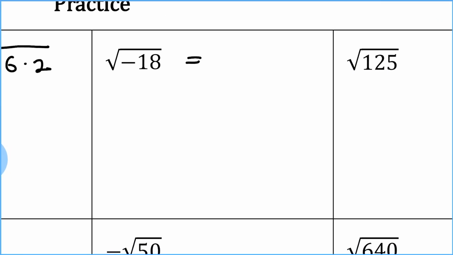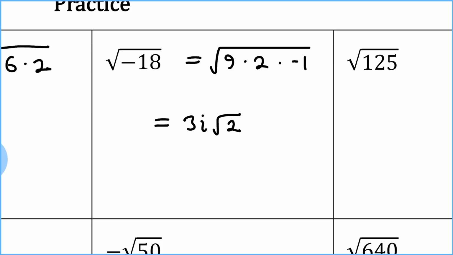18 can be broken apart into 9 and 2. Why do we like that? We don't want 6 and 3. 6 times 3 is 18, but 6 and 3 aren't perfect square numbers. 9 is a perfect square number. That's the one you want to use. And then peel off the negative 1 for a 3i root 2. The 3 comes from the 9. The i comes from the negative 1, and the 2 doesn't leave the roots because you cannot simplify root 2.